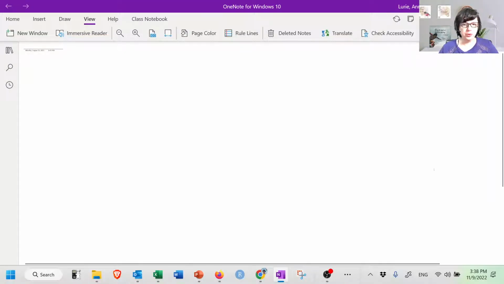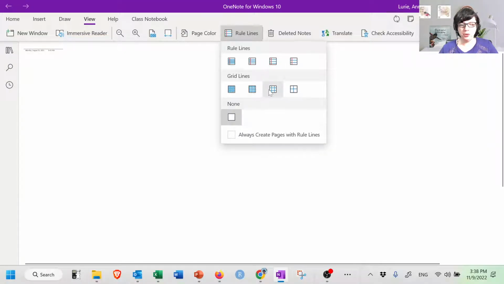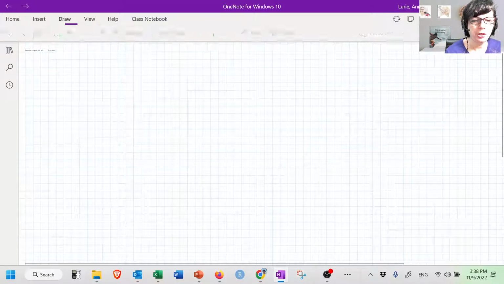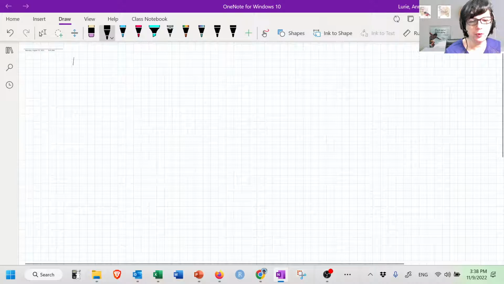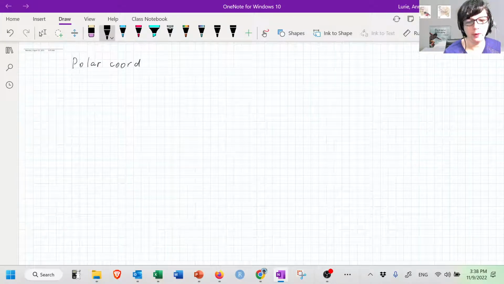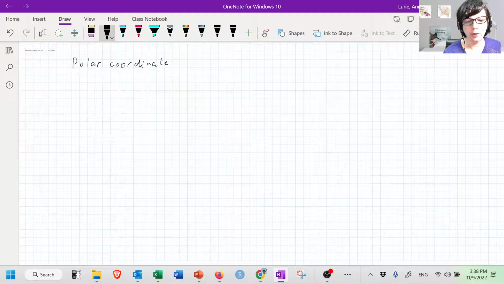Okay, guys, so today I'm going to go ahead and introduce you to double integrals in polar coordinates. So first of all, I need to discuss what polar coordinates are. Maybe you've already seen this before, maybe not. We will go ahead and take a look at them.